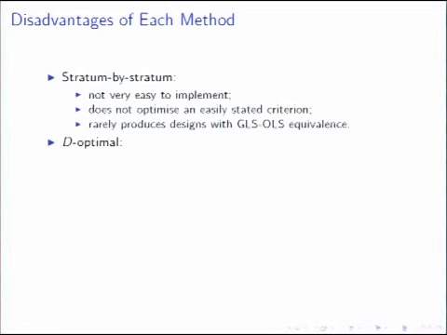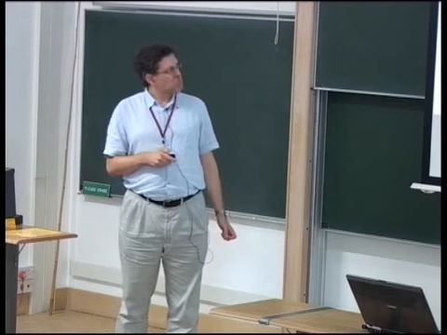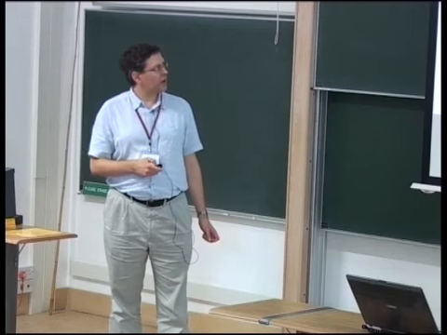And I need to speed up a bit. Disadvantages of the d-optimal approach, well, they're d-optimal. I mean, why would anybody want a design to be d-optimal? Perhaps more importantly, it's not really d-optimal. It's only d-optimal if the ratio of the variance components is known. If it's unknown, what are the real properties?